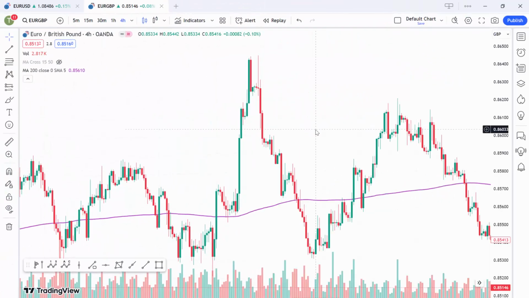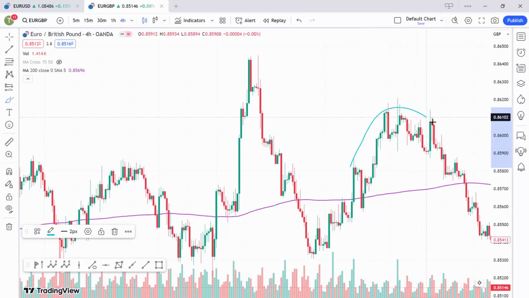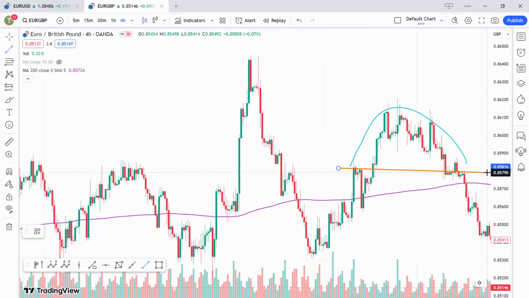Here I am on the Euro British Pound 4-hour time frame, and I found a perfect example of a rounded top. So here's what I'm looking at. This peak here has the shape of half a circle, it's rounded. And when we look at this here, we have some resistance here, here, and here. So we would draw the neckline like this. When we are entering the trade, what happens is the neckline is broken, around about here. So the trade would look like this.